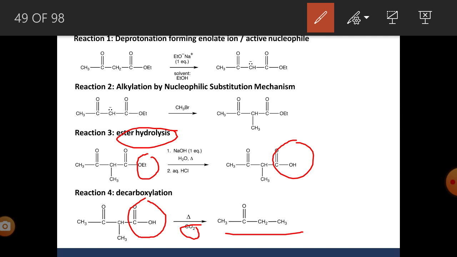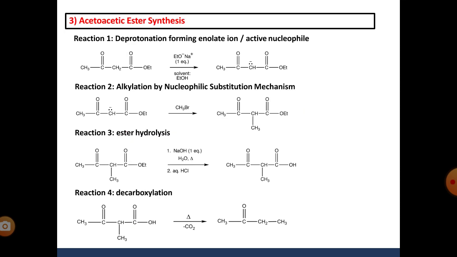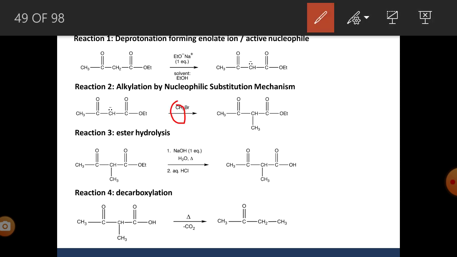So there are four steps that we have to remember. In the first step, the base abstracts one of the hydrogens from the methylene bridge. Due to abstraction, the methylene carbon becomes electron rich. That electron rich carbon takes a methyl cation from methyl bromide and forms a new carbon-carbon bond.